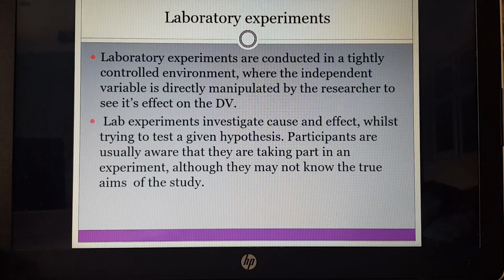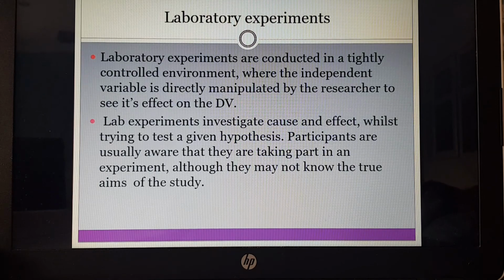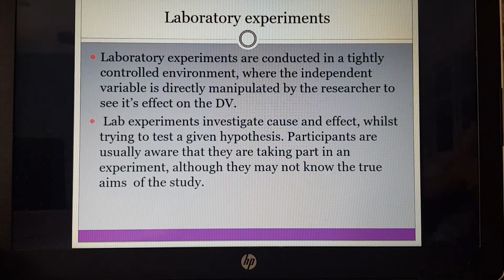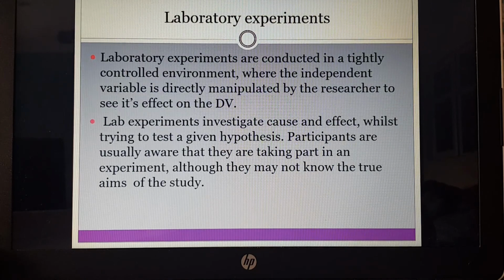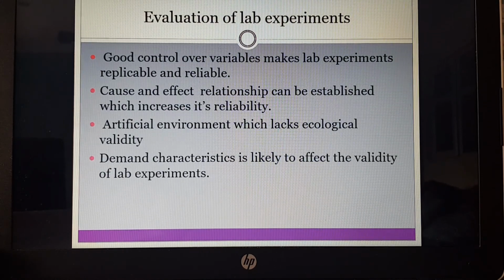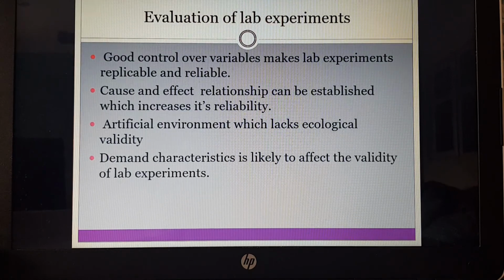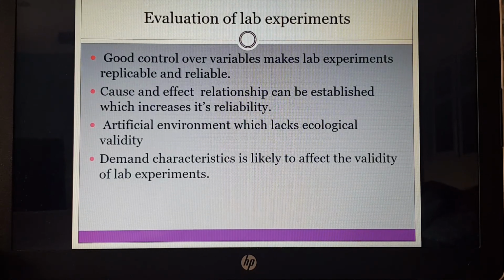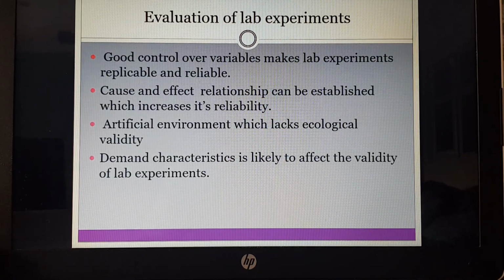Now in a lab experiment, participants are most likely aware that they are taking part in an experiment. However, they may not always be aware of the true aim of the study. They might be deceived at the start, but then in a debriefing, they may be told what exactly the experiment was about. A lab experiment is one of the most popular research methods used in psychology, purely because of the amount of control they have over variables, which makes lab experiments replicable and reliable.